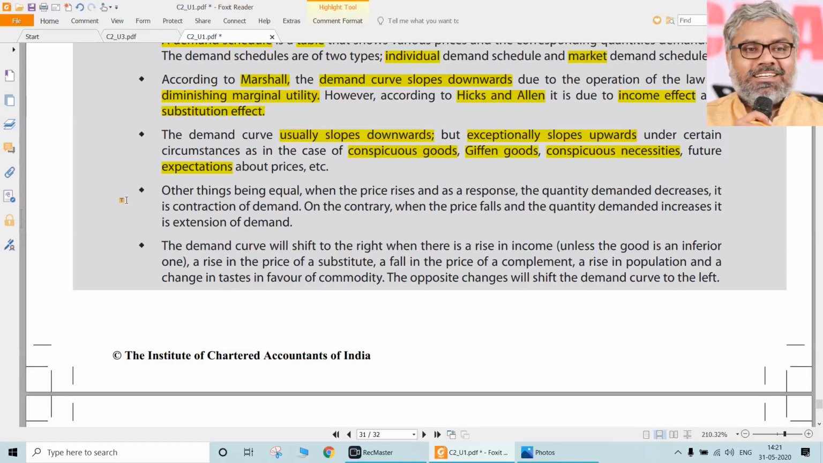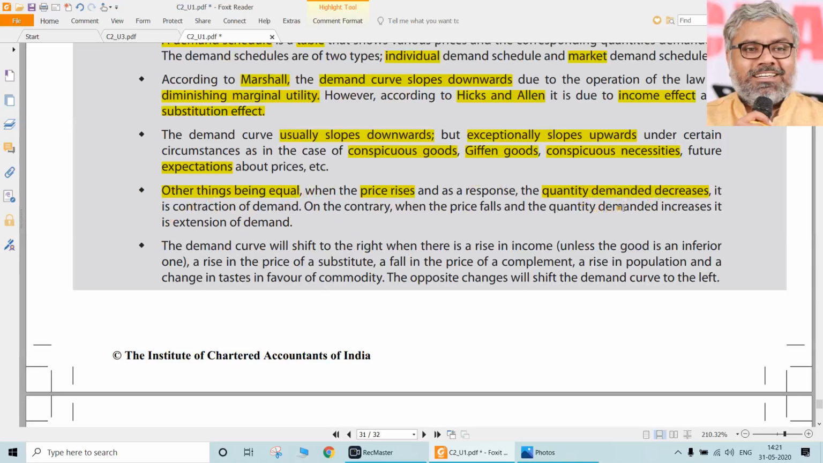Then another thing, of course, always keeping the other things equal. This is always the common point. When price rises, as a response to that, quantity demanded decreases. Same thing, what we are talking about as the law of demand is that only. When the price increases, the quantity demanded decreases. What can we call that? Can we call it a decrease in demand? No, we cannot call it a decrease in demand.